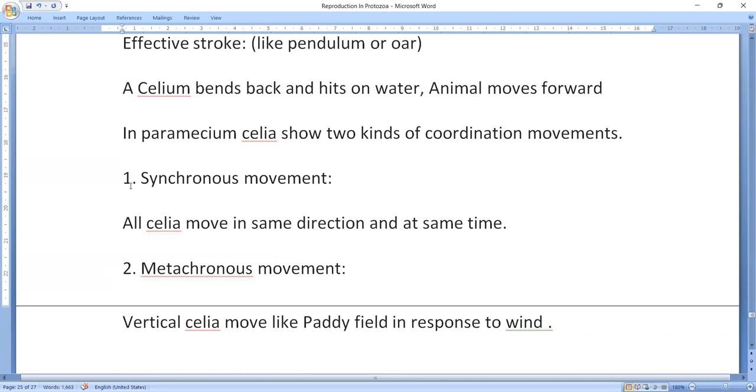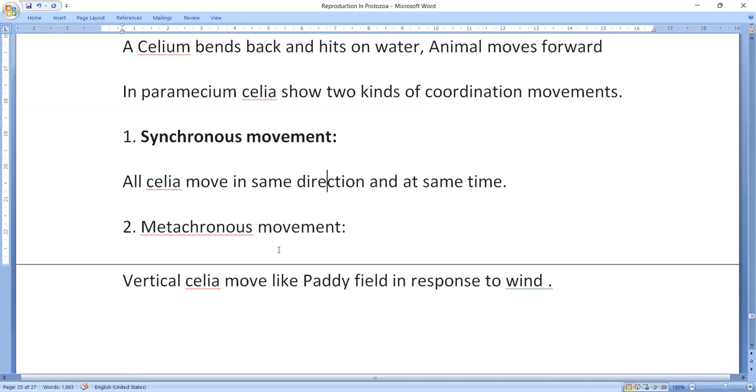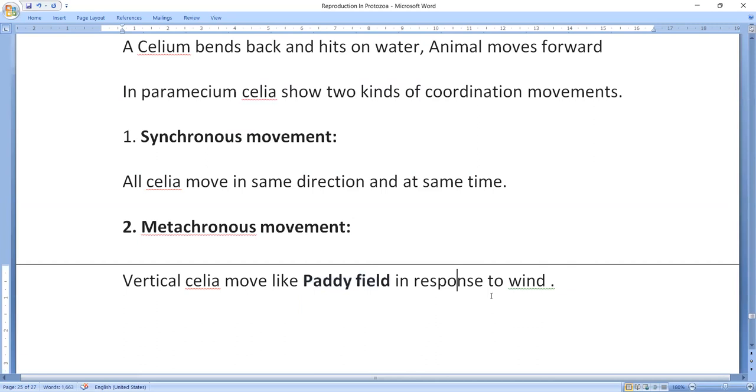What is synchronous movement? Here all the cilia move in the same direction and at the same time. That is synchronous movement. The second one is metachronous movement. What is metachronous movement? The vertical cilia of a ciliate animal like paramecium move like a paddy field in response to wind.